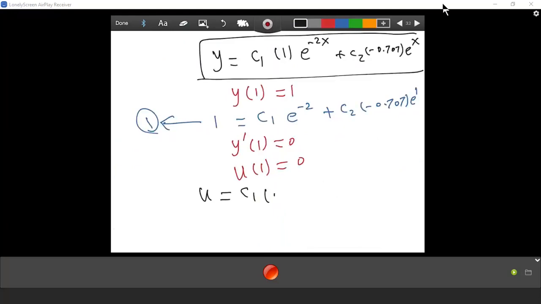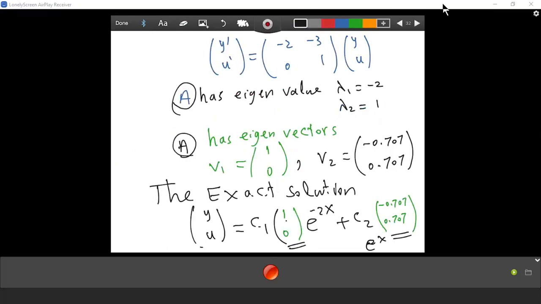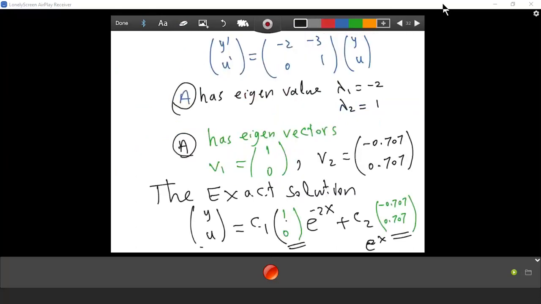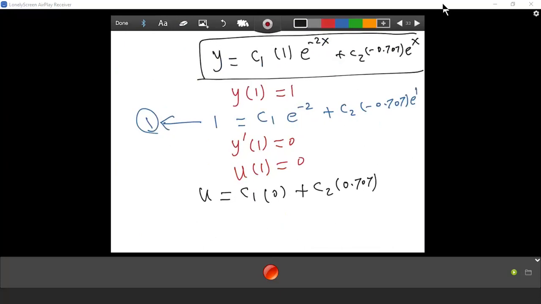So here 0, no need to write anything else because the power of this one would be 0, plus C2, the second component, positive 0.707 times e to the 1, because x is 1, okay? So u at 1 equal to 0.